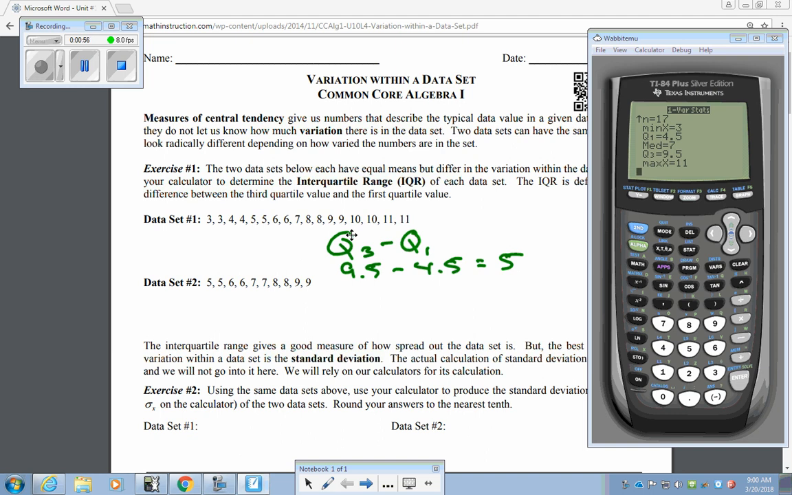The next part I'm going to do is go back up, and I'm looking for this symbol that I'm circling, which happens to be right here, and that's called the standard deviation. We're going to round that answer to the nearest tenth. So in this case, 2.65 would round to 2.7.